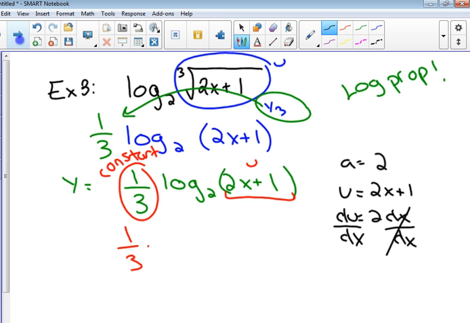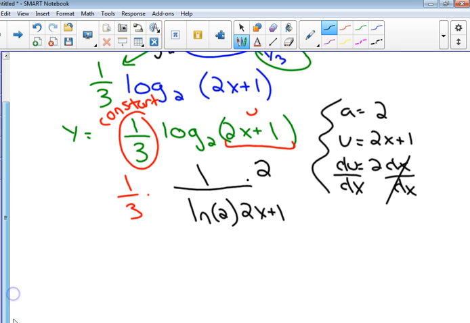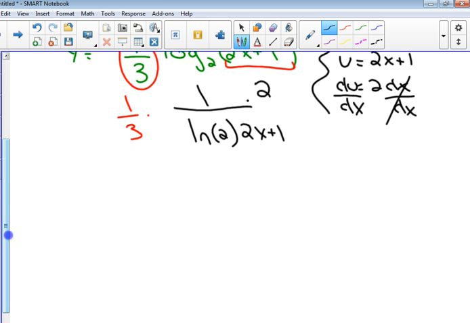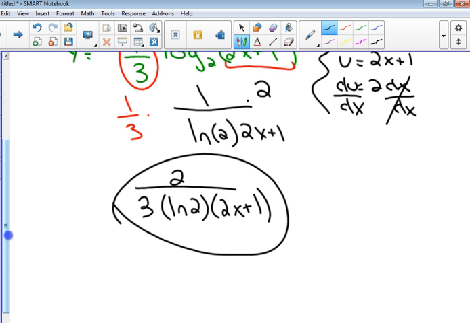Once you have this part, let's sub it into our formula. We have 1 over ln of the a times the u times du dx. Okay, let's see. This one's much nicer than the last one we just did. On the top, all we have is a 2. On the bottom, we have 3 ln 2 times 2x plus 1. That was it. We don't have multiple terms like we did in the last one.